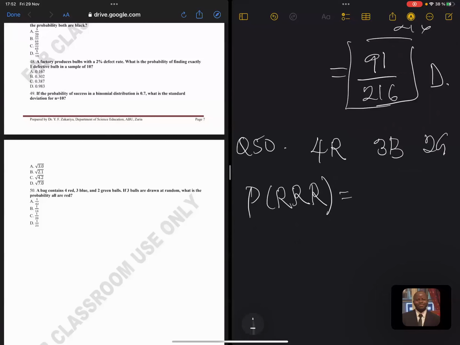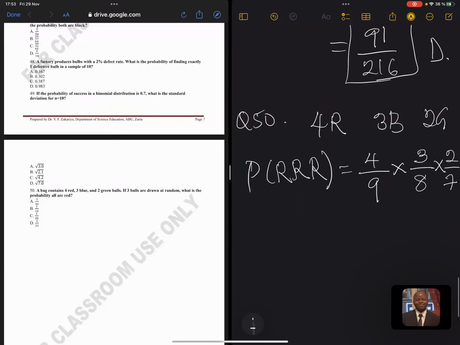What is now the probability? Probability of picking the first one is going to be, how many reds do we have? 4, divided by the total number of balls, 4 plus 3 plus 2, which is what? 9. Multiplied by, when we pick the second red, now we have 3 red balls left, and the total number of balls is now 8. By the time we pick the third one, we have 2 red balls left, divided by what? 7. Is it okay, everybody? So this is the probability of picking the red ball 3 times.